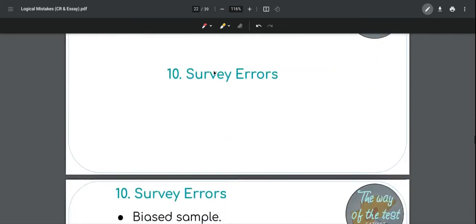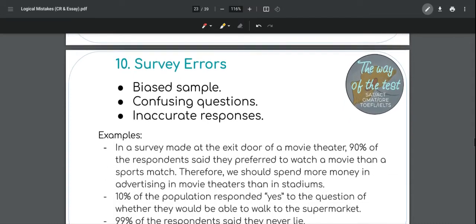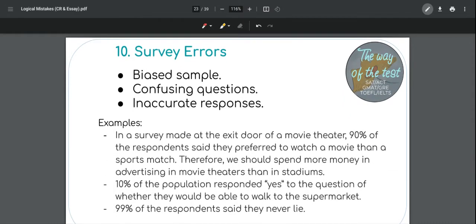Okay, the 10th, survey error. This happens in critical reasoning, but this type of error also happens a lot in the argument essay. So you either have a biased sample, confusing questions, or inaccurate responses, which means in the biased sample, you're not taking a good sample, because you're asking a specific biased set of people. This is something that happens in real life, and you're going to see what it looks like. So we're going to go with number one.